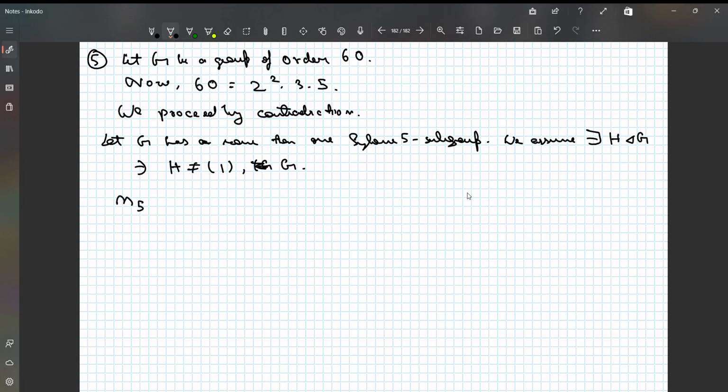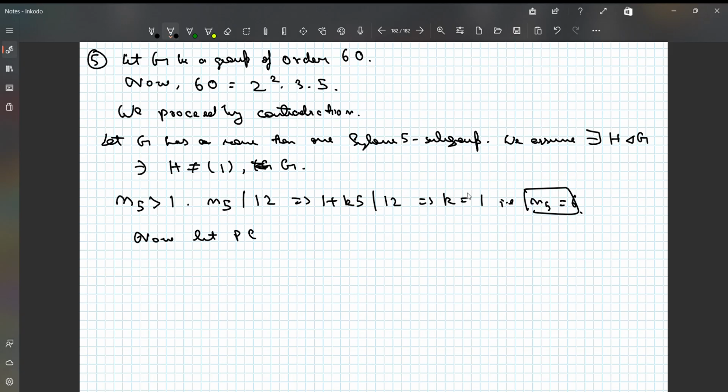Observe that we have assumed that n5 is greater than 1. Now, by the Sylow third theorem, n5 must divide 12, that is 2 squared times 3. But n5 is of the form 1 plus 5k, where k is a non-negative integer, so this must divide 12. But observe that the only possibility for this to divide 12 is k equals 1. That is, n5 must be equal to 6. Right?